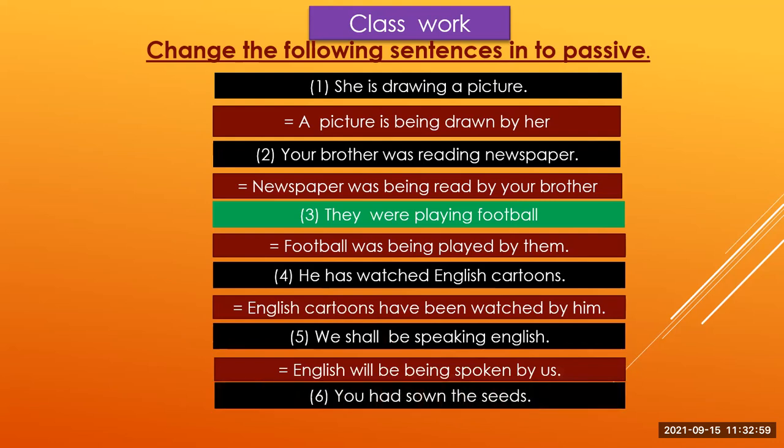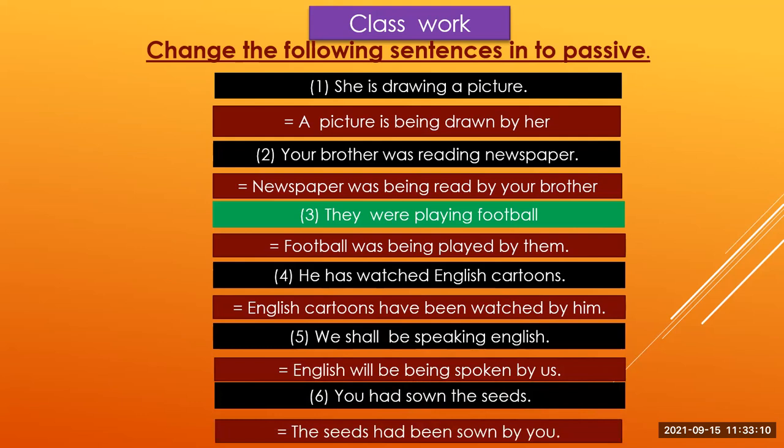The last one is number six, you had shown the sheets. This is an example of past perfect tense. So the passive form of this sentence is, the sheets had been shown by you.